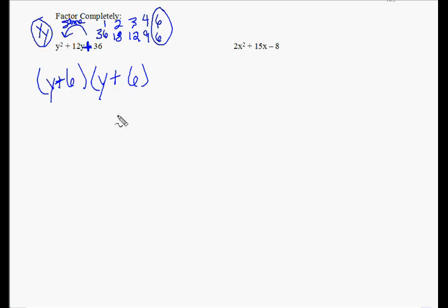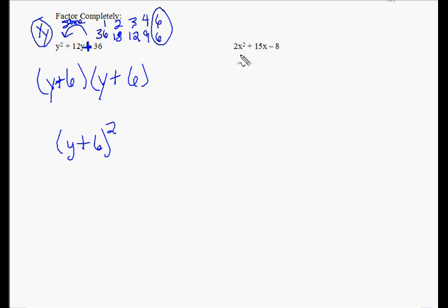And that's factored. Another way to write that answer is y plus 6 squared, since it's written twice. In this next example, 2x squared plus 15x minus 8. Again, we look for something common to each term.